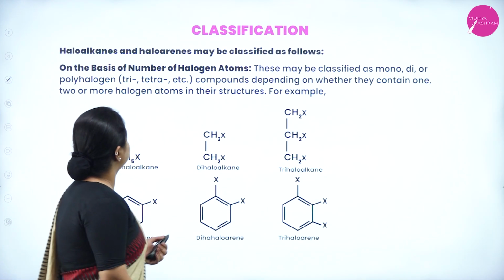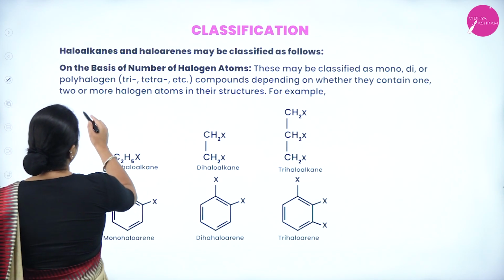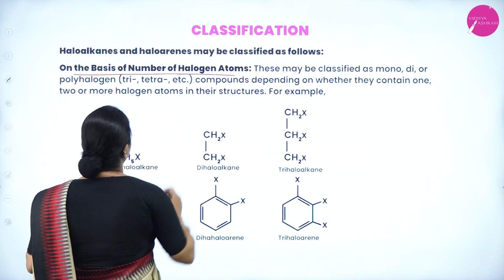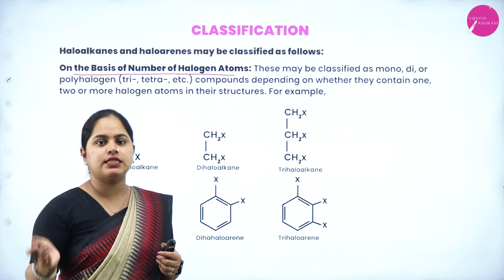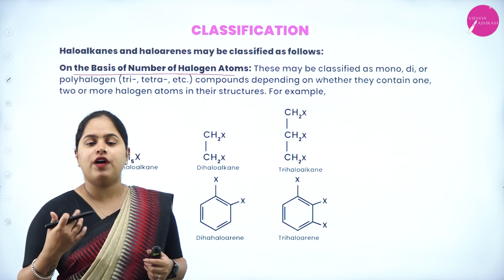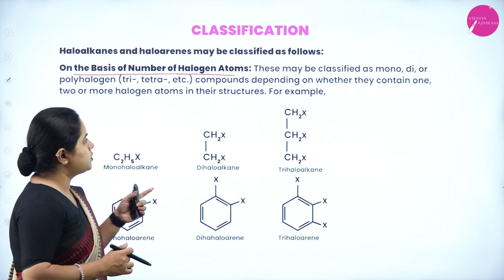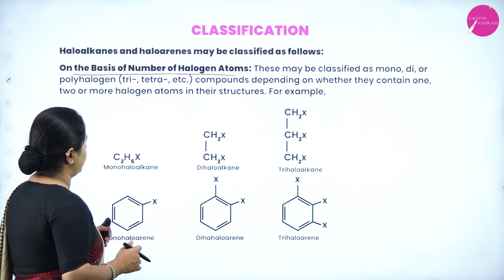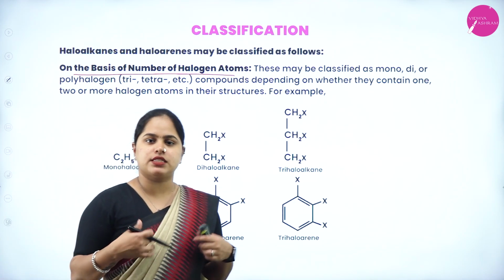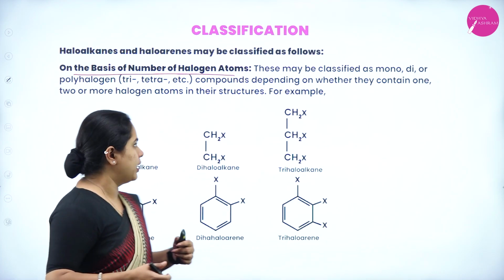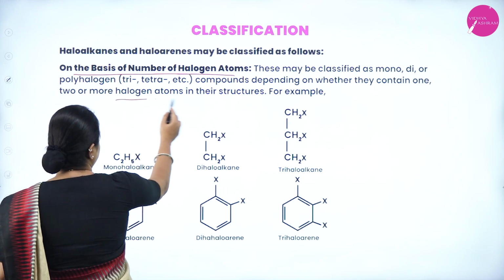Now moving on to the classification of haloalkanes and haloarenes. The first classification we are going to see is on the basis of the number of halogen atoms. How many halogen atoms have been replaced? How many halogen atoms are present in the compound? Based on that, we can classify. These may be classified as mono, di, tri or polyhalogen. Poly means more than 2, so we can say tri, tetra, penta accordingly, right? Compounds depending on whether they contain 1, 2 or more halogen atoms in their structures.